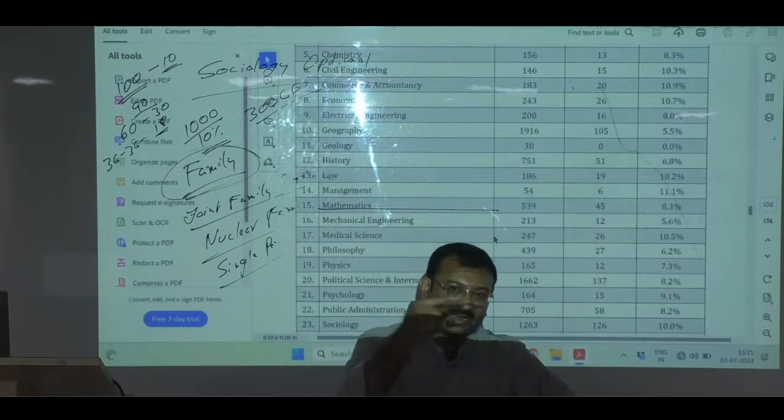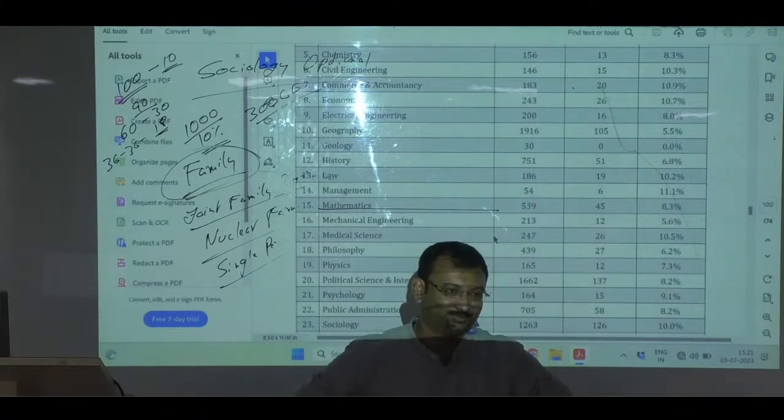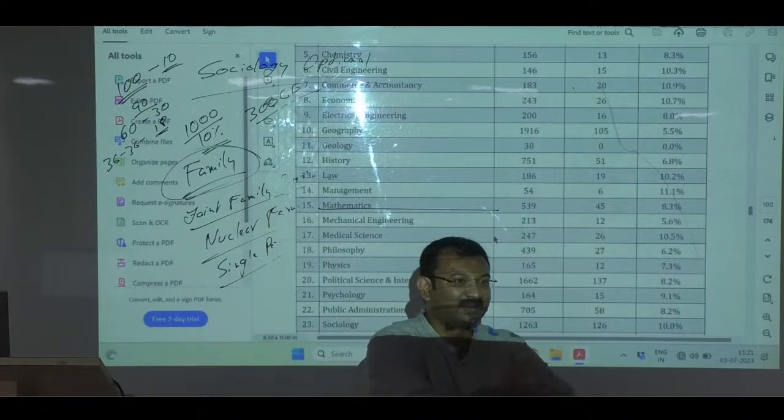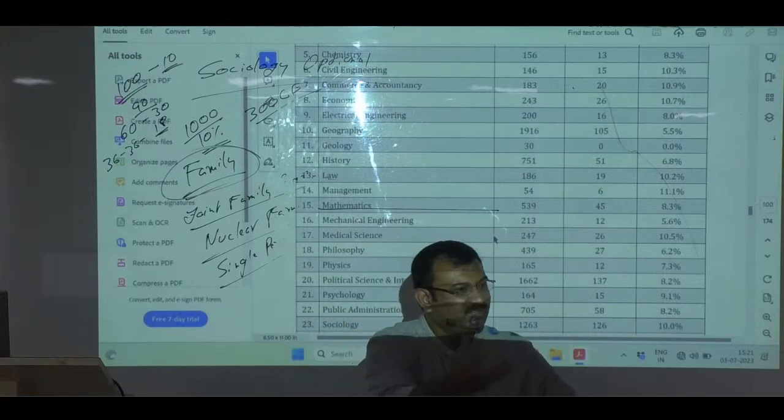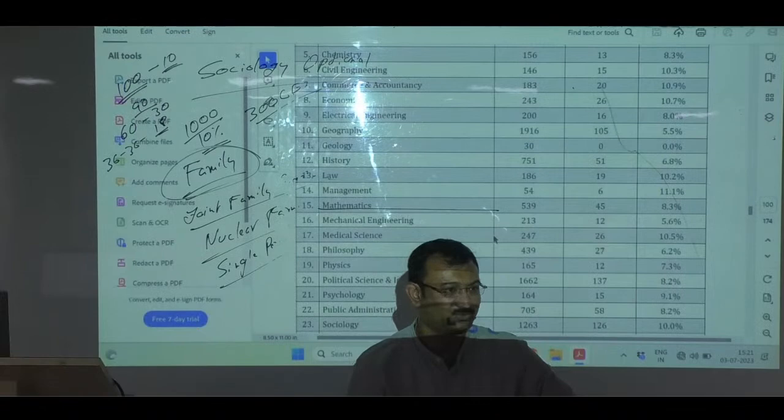Now, when I'm writing the answers of paper one, I need the examples from paper two. Without the examples from paper two, how can I substantiate my answers in paper one? How can I justify my answers? On the other hand, when I'm writing the answers of paper two, am I just going to put the examples? I have to discuss the philosophies and the principles as well.